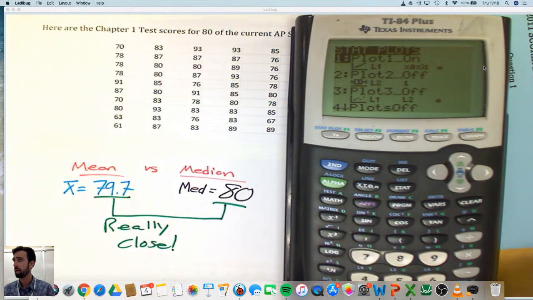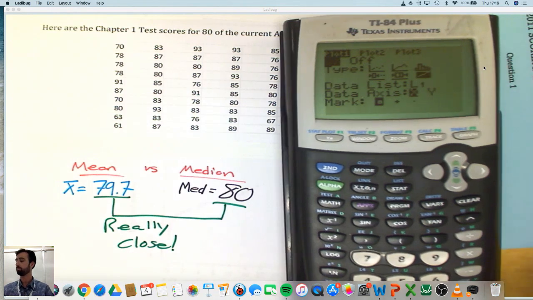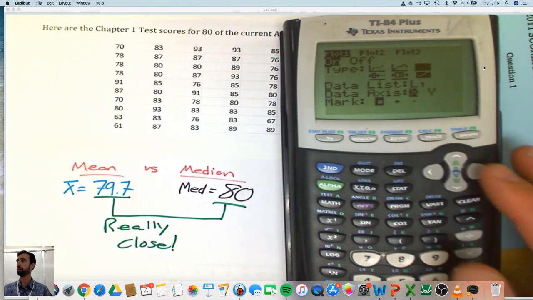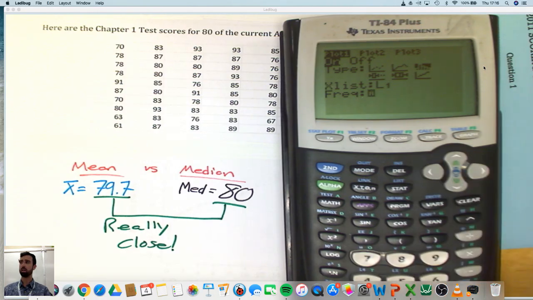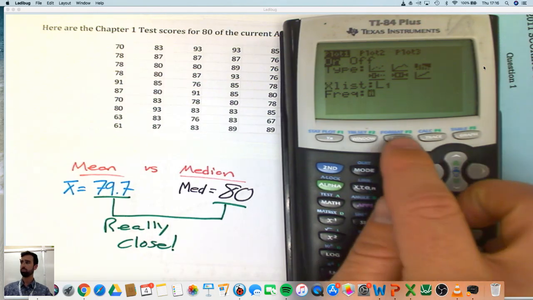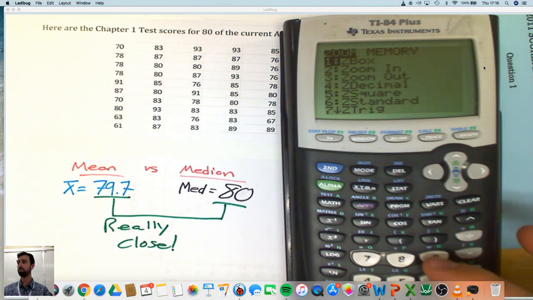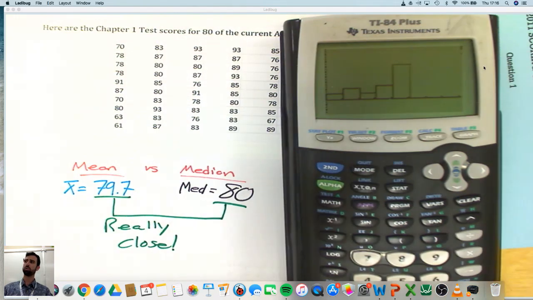Go into your first stat plot. We're going to turn it on. Let's try a histogram first, right there. Well, where did we put the data? We put the data in L1, right there. So after all that's on, frequency 1, zoom, number 9. The reason you want to hit zoom number 9 is because that'll zoom in on your data.